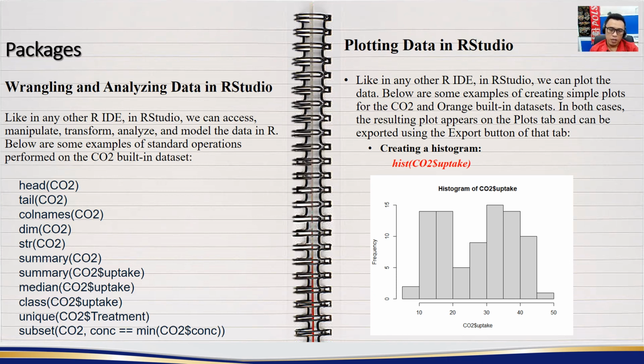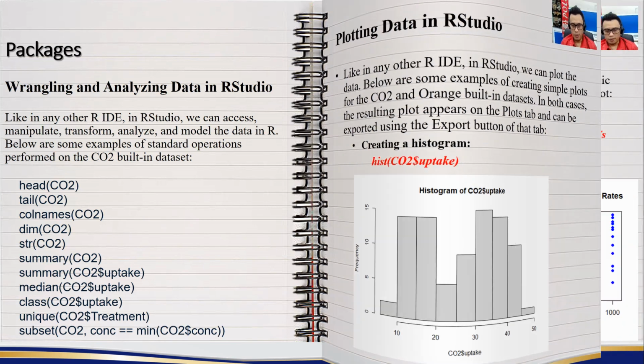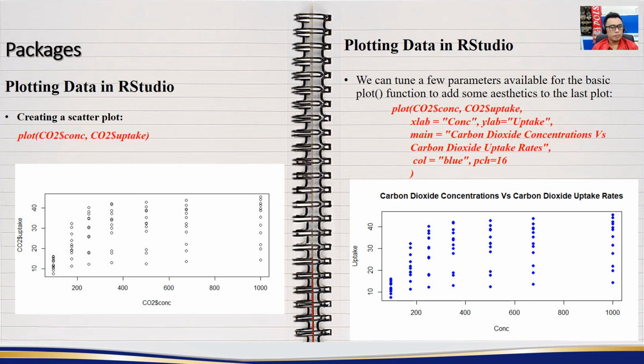For example, if you would like to create a histogram about a particular variable under the CO2 dataset, for example uptake, you just type the command hist, H-I-S-T, then open and close parentheses, the name of the dataset, a dollar symbol, then the variable uptake. When you hit run, it will show you the histogram of the uptake variable under the CO2 dataset.